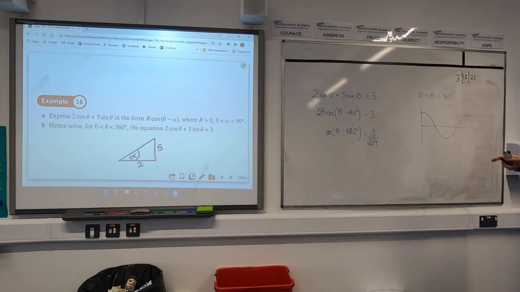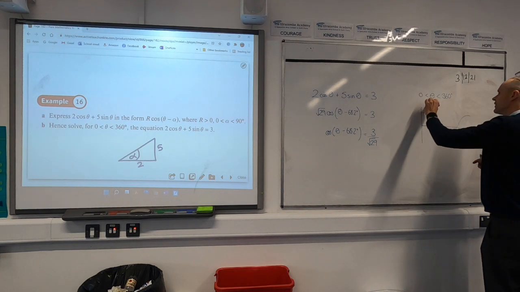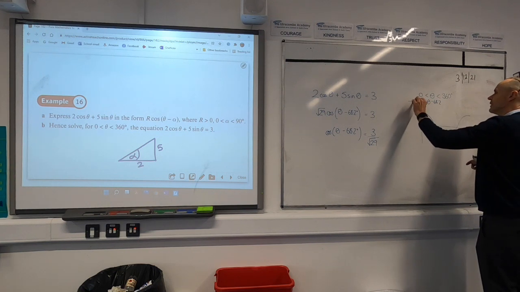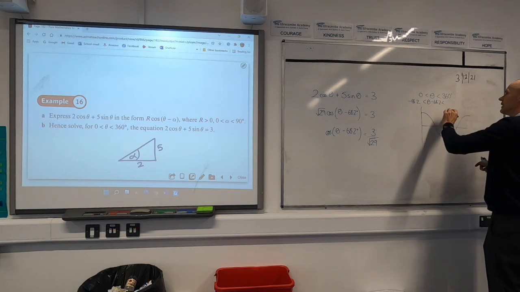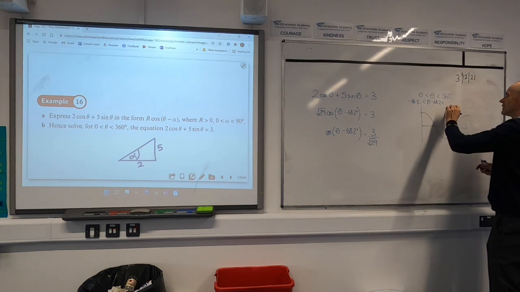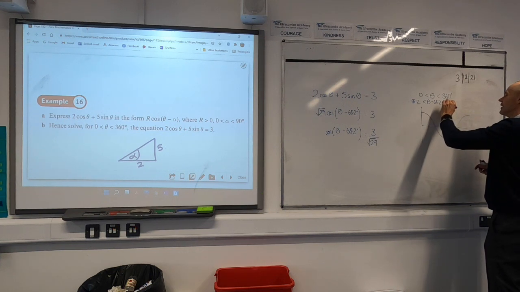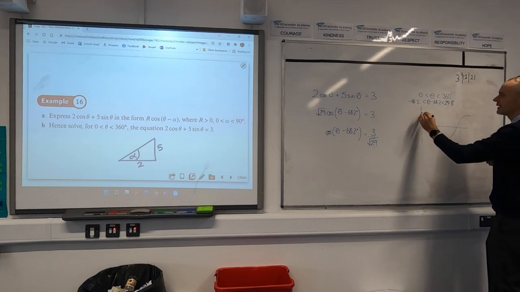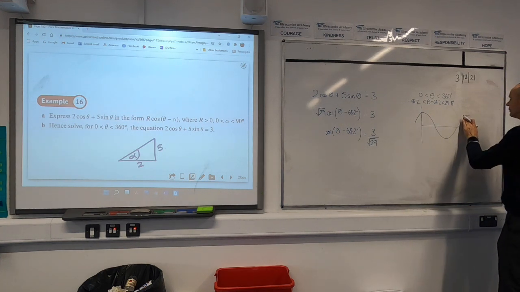So because I'm not dealing with theta, I'm dealing with theta minus 68.2, I'm going to change my units. So that's 291.8, is it? So I need to make sure I'm going a little bit backwards and don't go all the way that way.